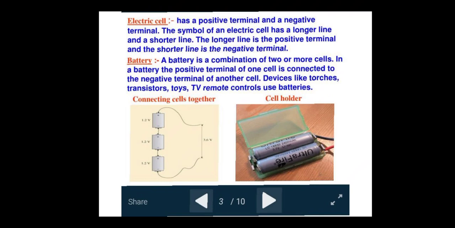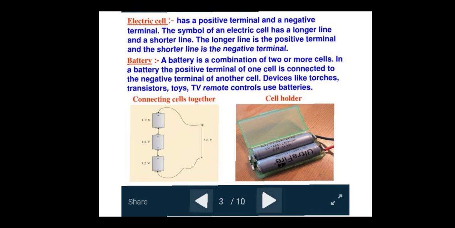Now what is an electric cell? It has a positive terminal and a negative terminal. We all know that in our cell there are two terminals. One is positive where there is a plus sign and the second is negative where there is a minus sign. The symbol of an electric cell has a longer line and a shorter line. The longer line is the positive terminal and the shorter line is the negative terminal.